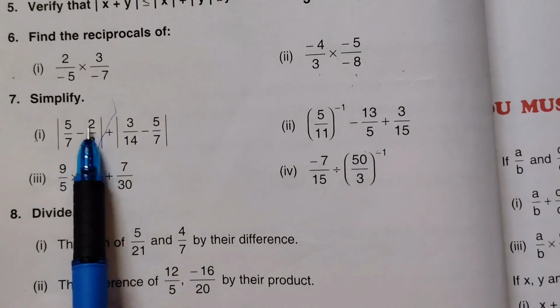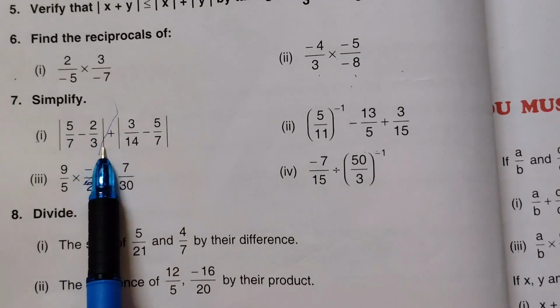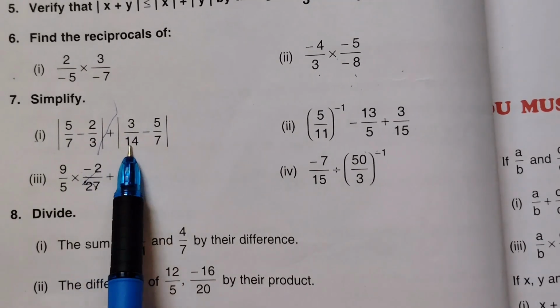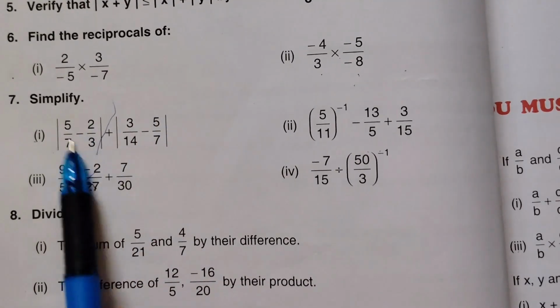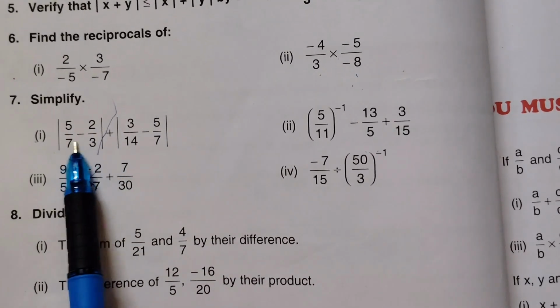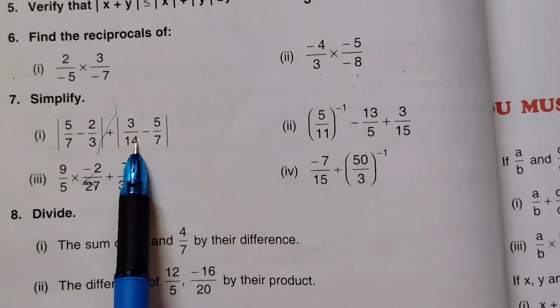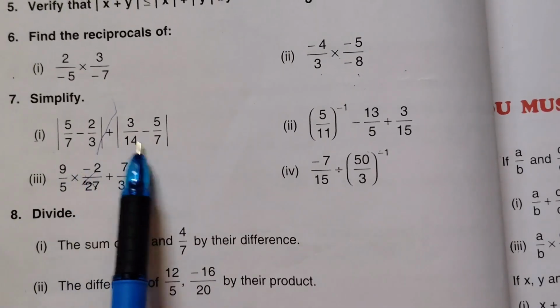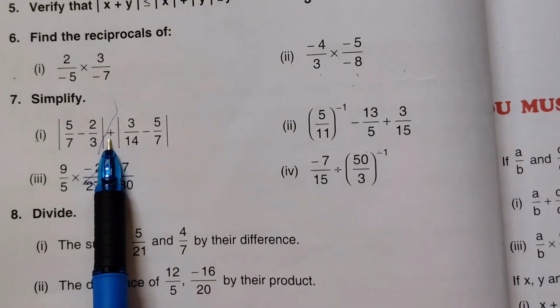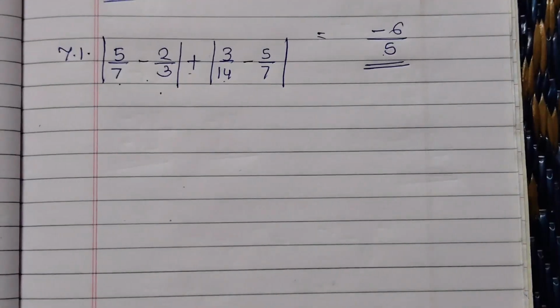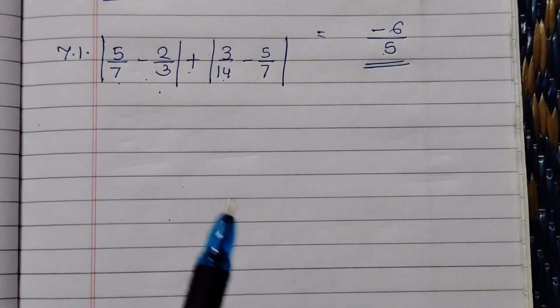Okay, now we will start question number 7 of Brain Teasers. The absolute value of 5 upon 7 minus 2 upon 3, plus the absolute value of 3 upon 14 minus 5 upon 7. So we have to simplify this. First we will solve inside, then again this one inside, and whatever rational numbers we get, then we'll find the absolute value and then we add. Okay, so let's start. This is the question I wrote.